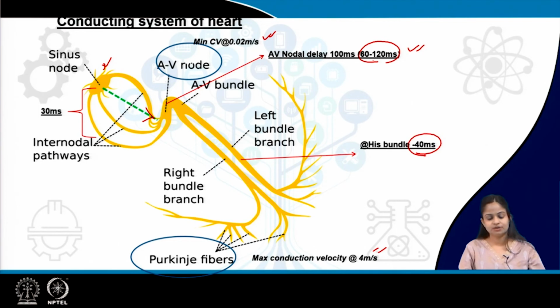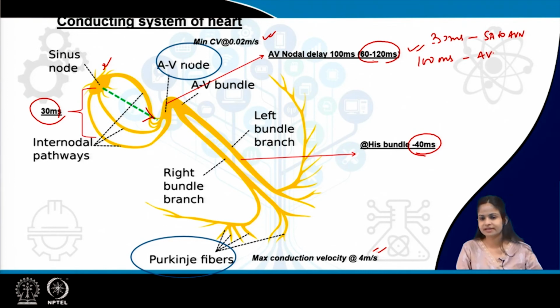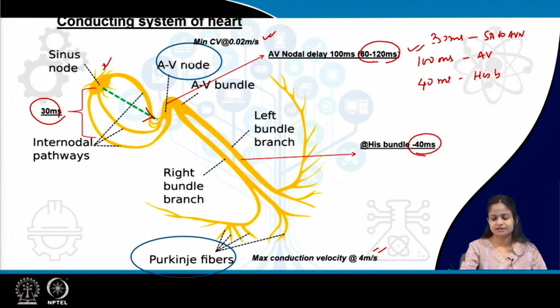Before that, I would tell what is the time taken for the impulse to travel from the SA node to the tip of the AV node, that is 30 milliseconds. So, 30 milliseconds from SA node to AV node, then 100 milliseconds at the level of the AV node, which has the AV nodal delay, then we have 40 milliseconds at the level of the His bundle. So, these are the times taken.